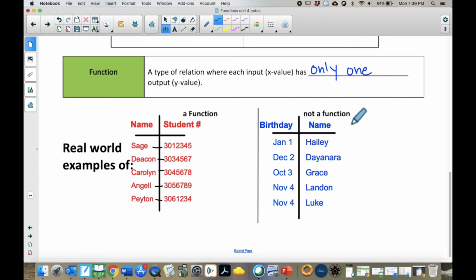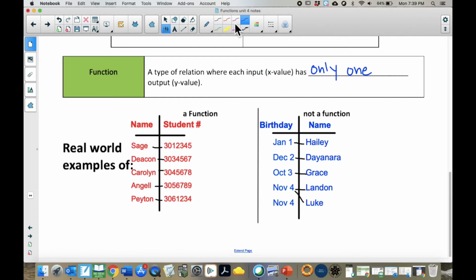What would not be a function is something like a birthday corresponding to a name, because January 1st is Haley, December 2nd is Dianara, October 3rd is Grace. Now November 4th, maybe both Landon and Luke, I had to pull some from a different class because we ran out of names, both of them have the same birthday. And so November 4th goes to both people. Therefore, that would not be a function because it has this little kind of sideways V where November 4th is going to both people.